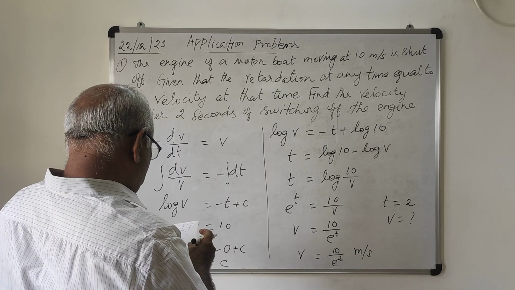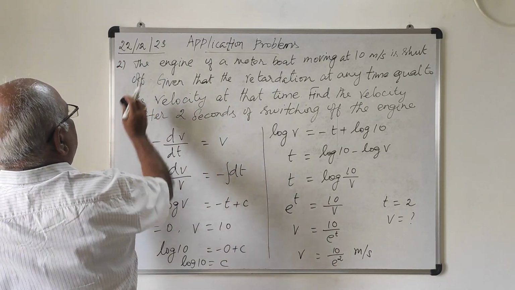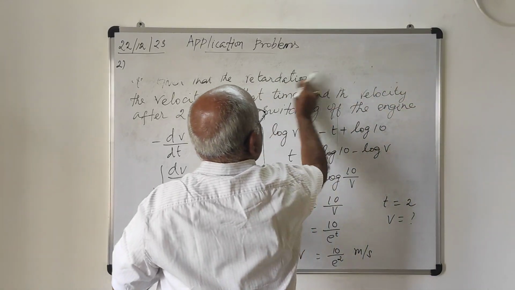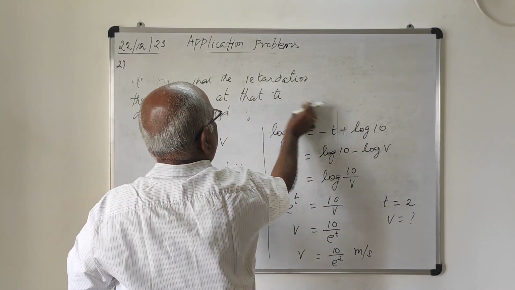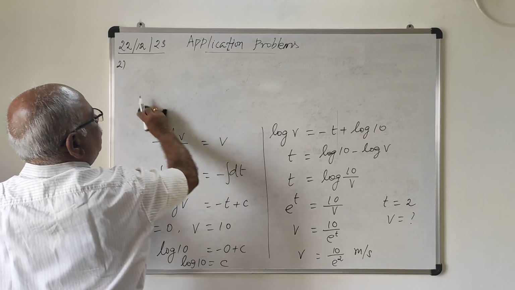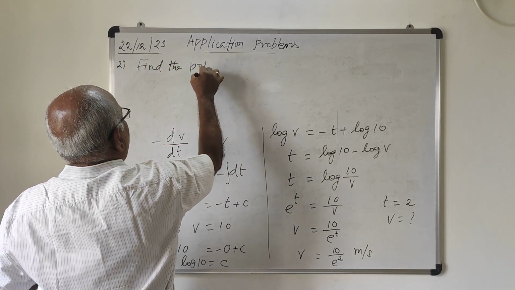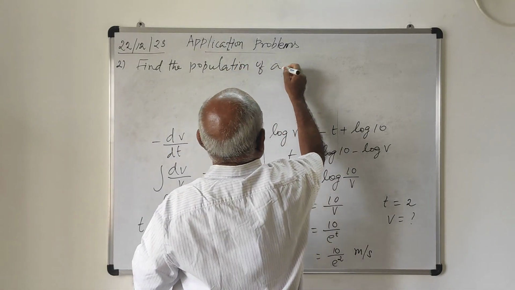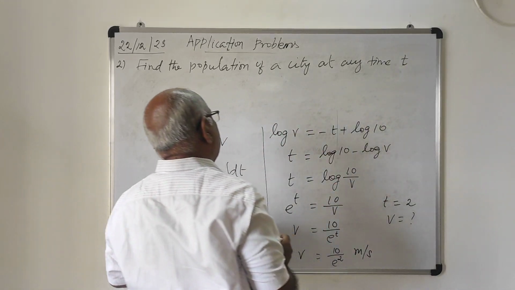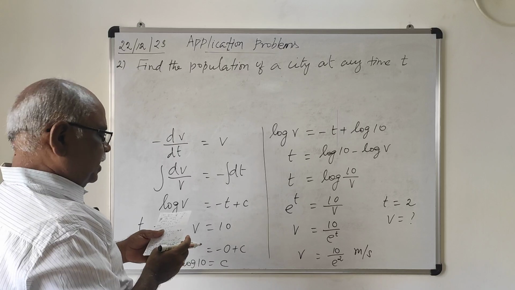The population growth problem. Find the population of a city at any time t, given that the rate of increase of population is proportional to the population at that instant.